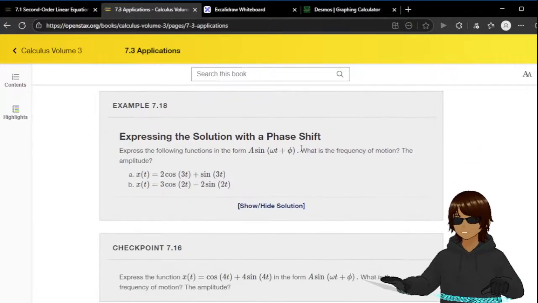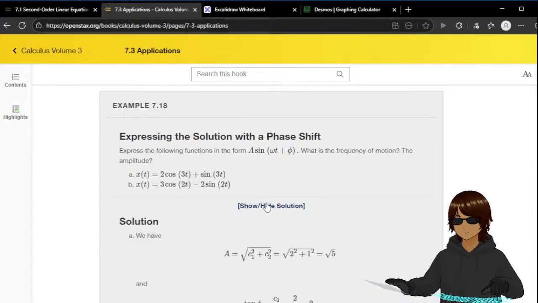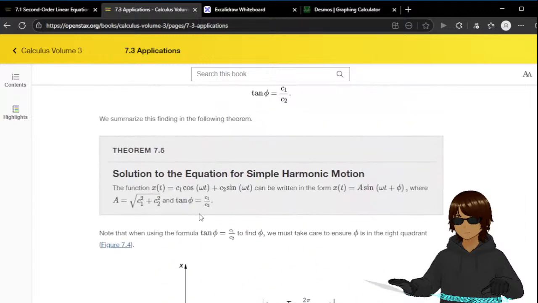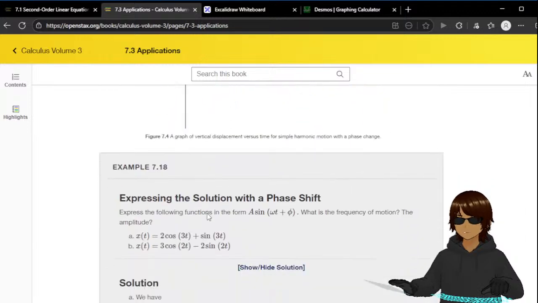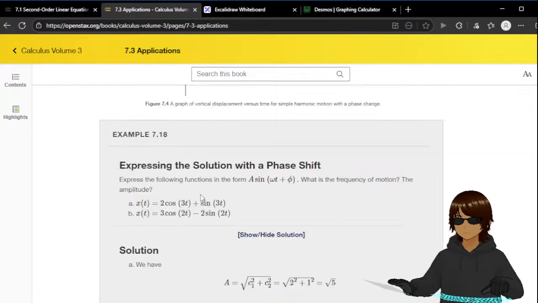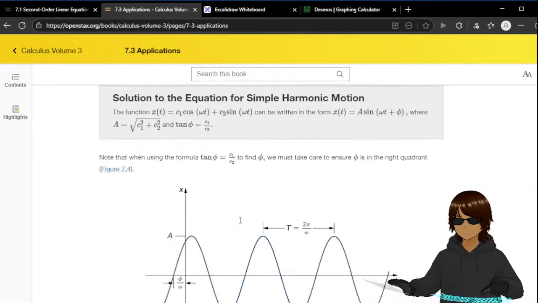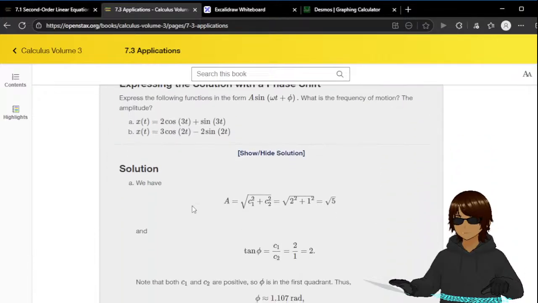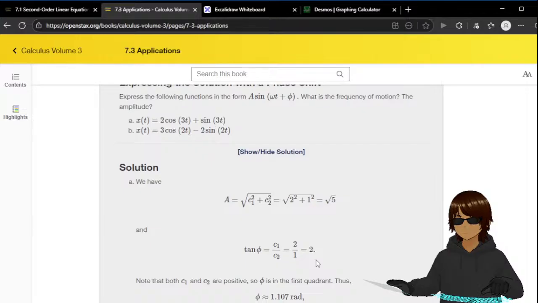Express the following functions in the form. What is the frequency of the motion and amplitude? Okay, I'll just look at the answer for this one. So A squared is this, one square root, and then, wait a minute, C1. Okay, okay. Tan phi is C1 divided by C2. Hold on, cos and then sine. C1 divided by C2. Yeah, that makes sense.